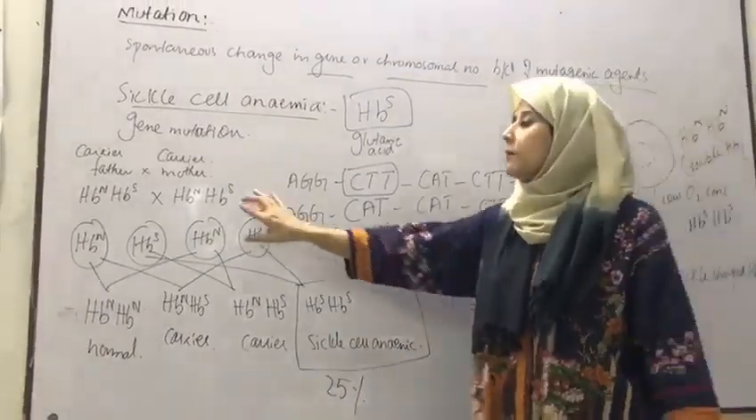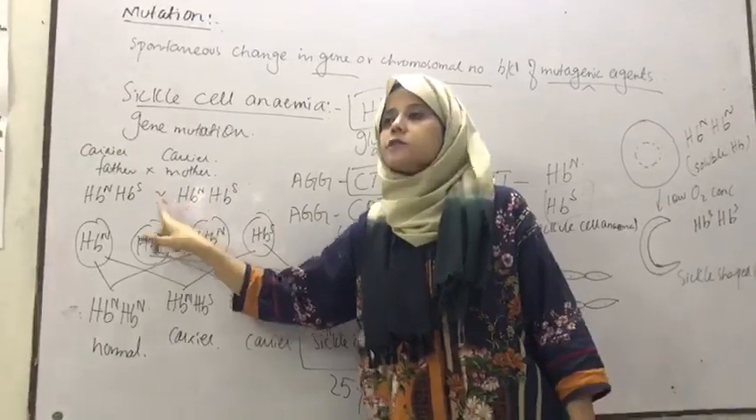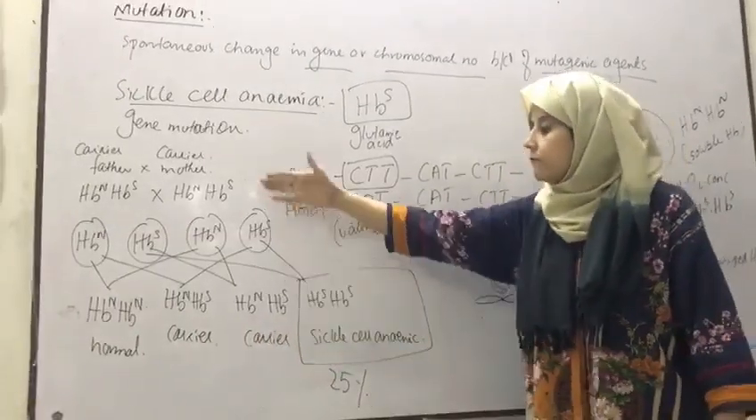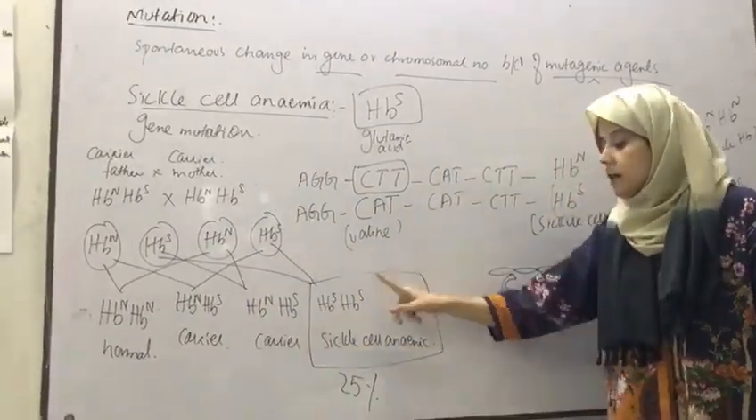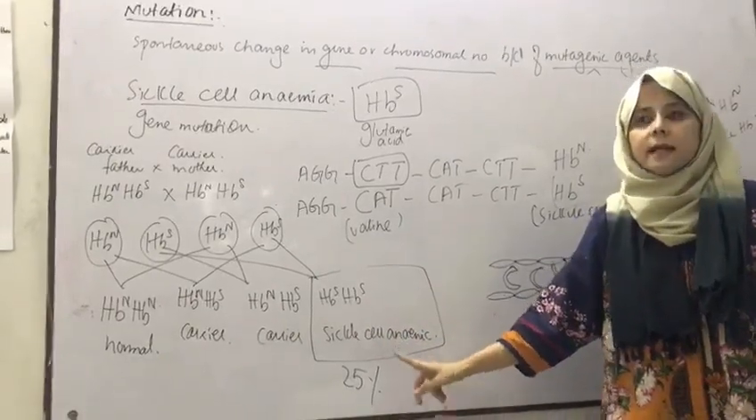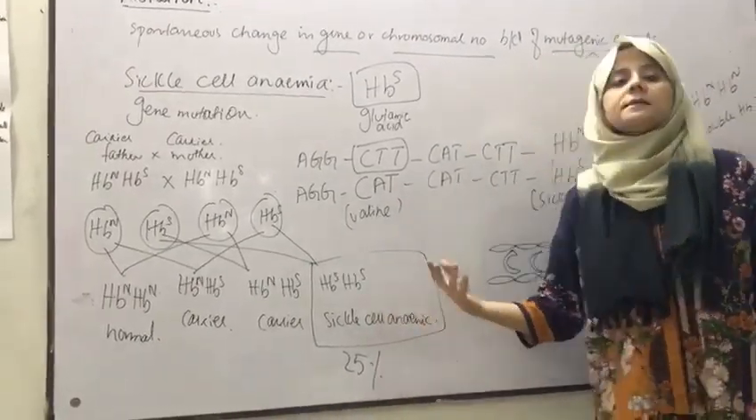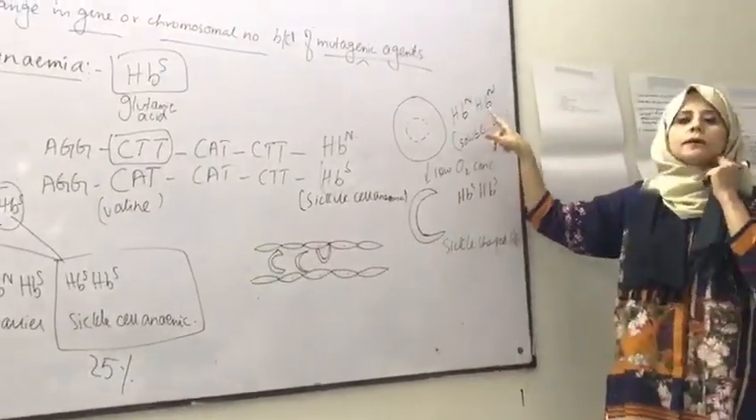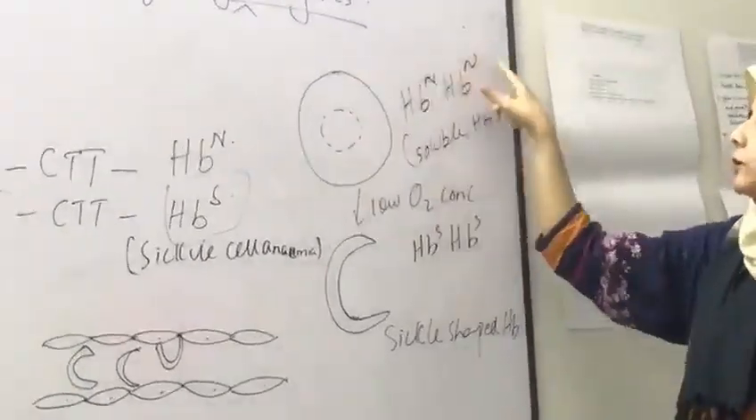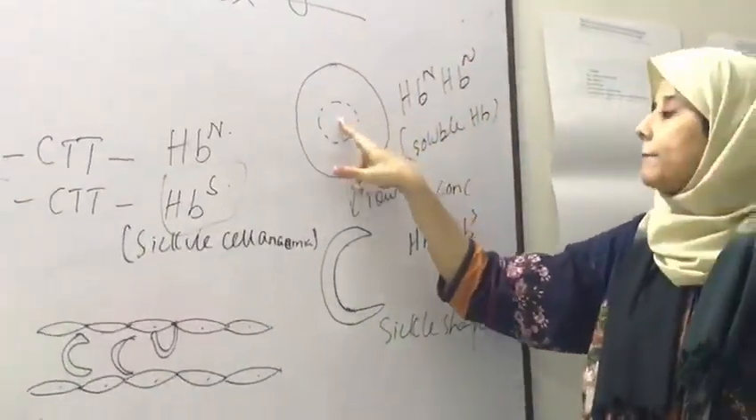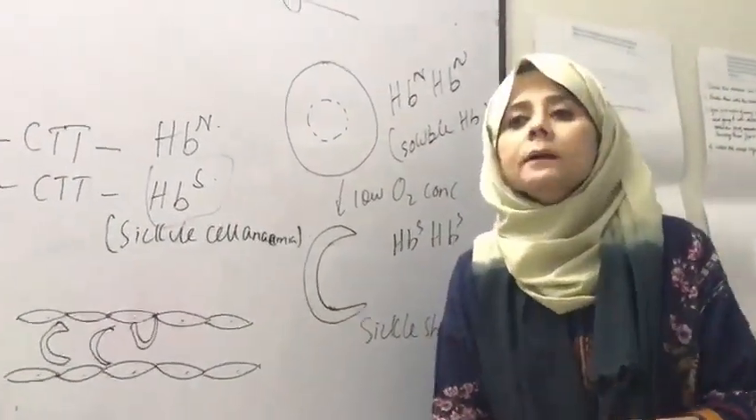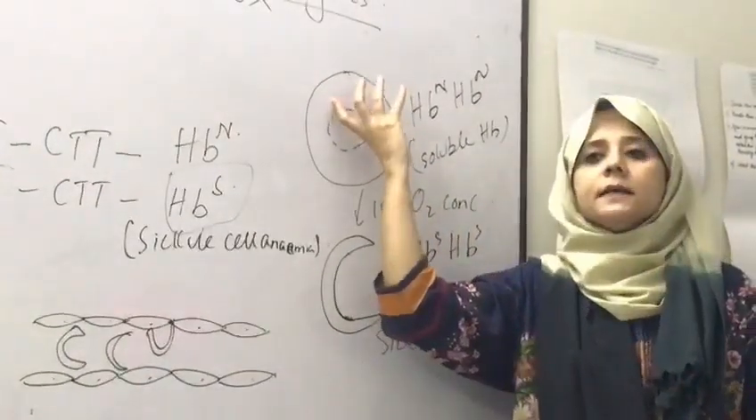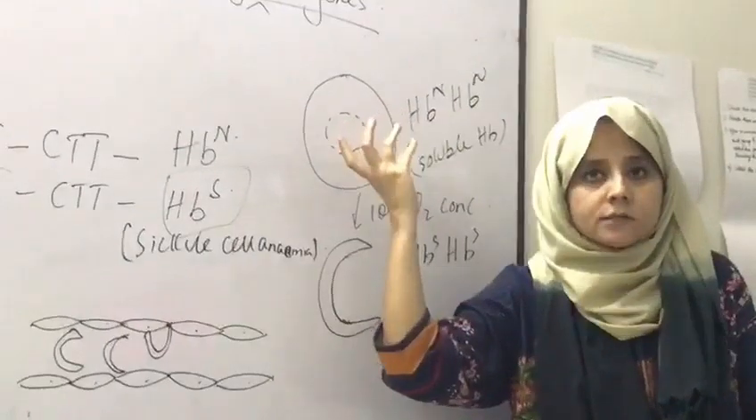For example, if two carrier parents cross with one another, then after forming the genetic diagram, we will find that there are 25% chances of having a sickle cell anemic child. Now what happens in sickle cell anemia? In HbN, that is when there is a coding for the normal hemoglobin, when its phenotype is normal hemoglobin, this hemoglobin is soluble. When this hemoglobin is soluble, then it keeps the RBC in its biconcave disc-like structure.